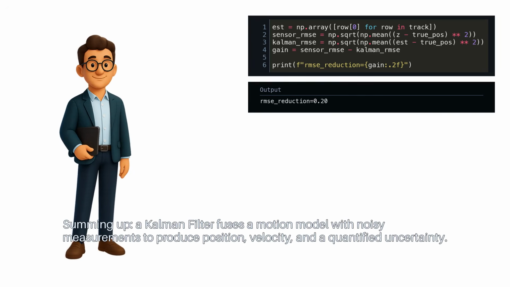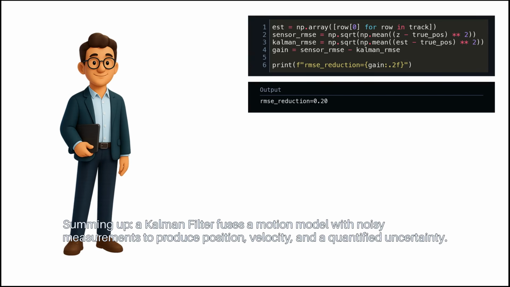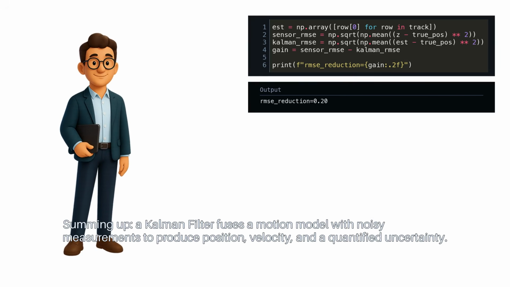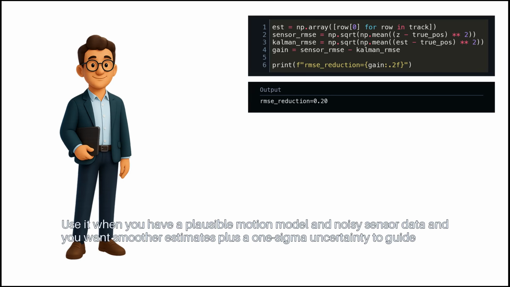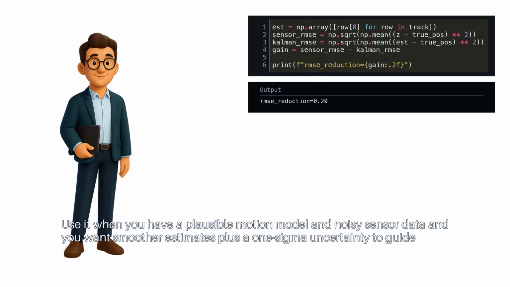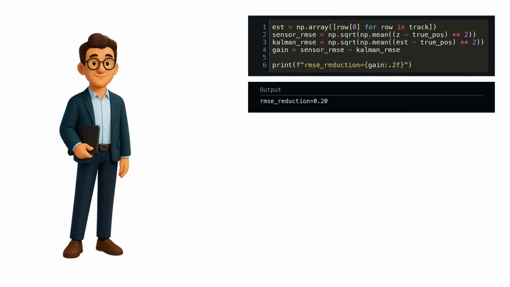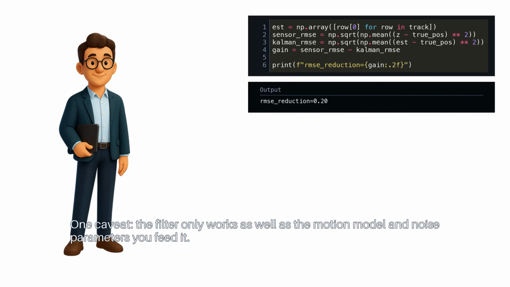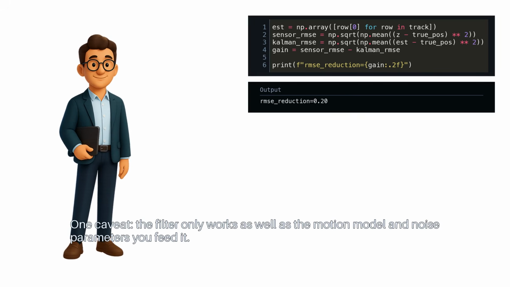Summing up, a Kalman filter fuses a motion model with noisy measurements to produce position, velocity, and a quantified uncertainty. Use it when you have a plausible motion model and noisy sensor data, and you want smoother estimates plus a 1 sigma uncertainty to guide decisions. One caveat: the filter only works as well as the motion model and noise parameters you feed it.